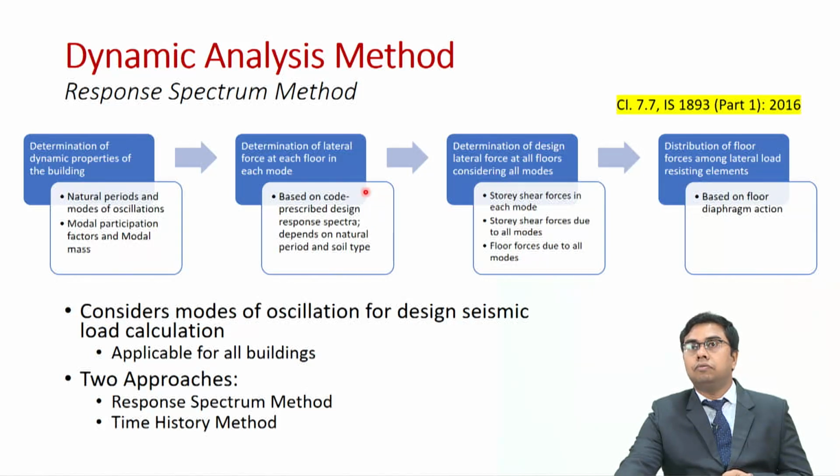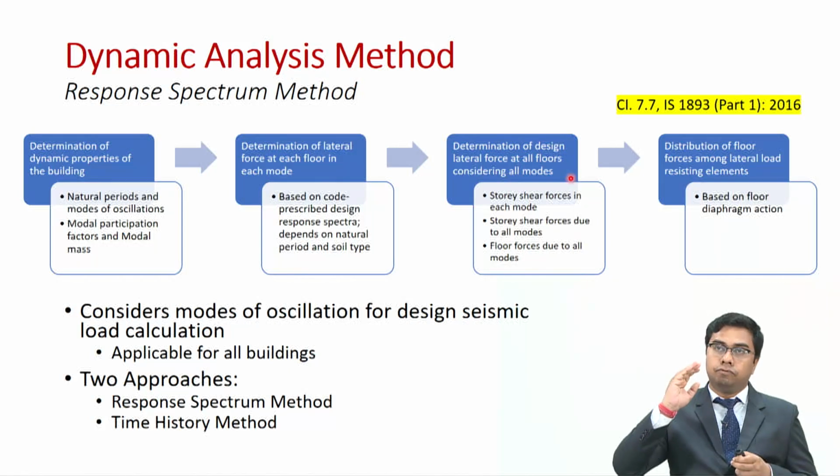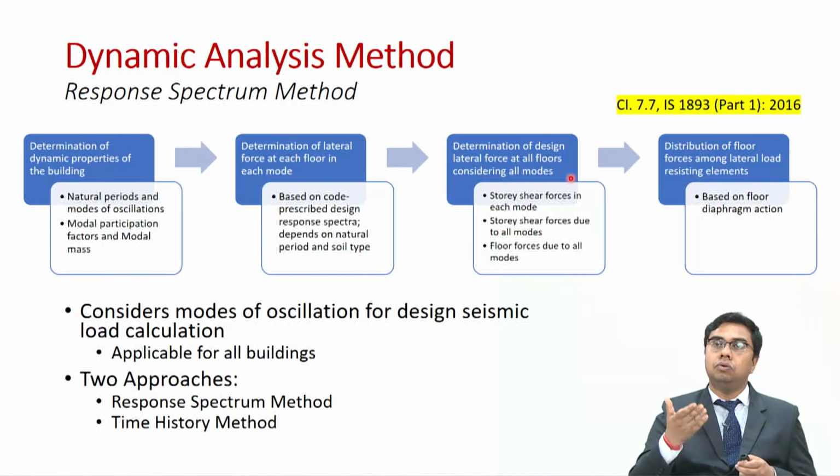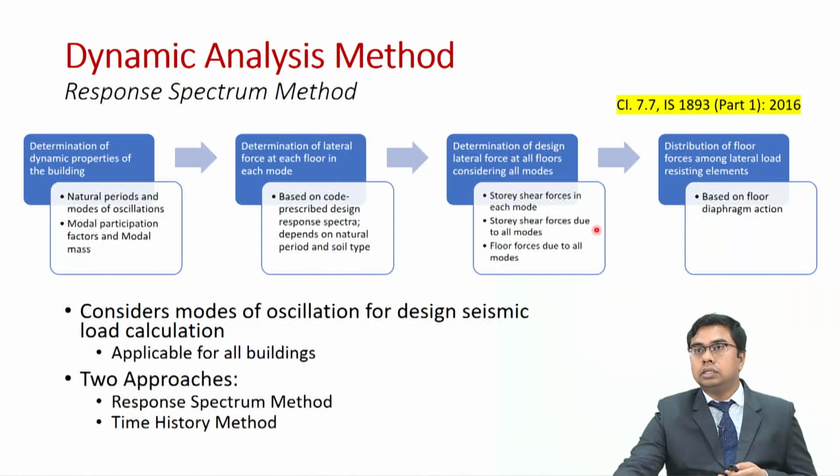After determining the lateral force at each floor in each mode, we shall find out the design lateral force at all floors considering all modes. For that, what should we do? We should first find out the story shear force in each mode. Then for each mode we have the story shear. Then we will combine all those modes to find the story shear forces due to all modes, and from there we shall find out the lateral forces on various floors due to all modes. We will go through all these steps as we go through today's class.